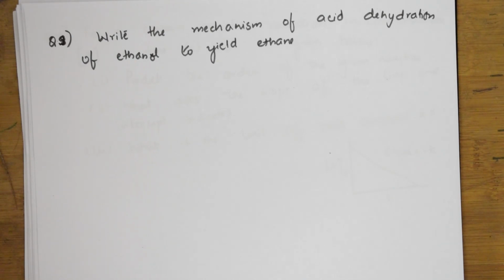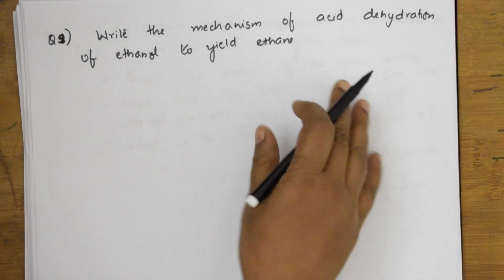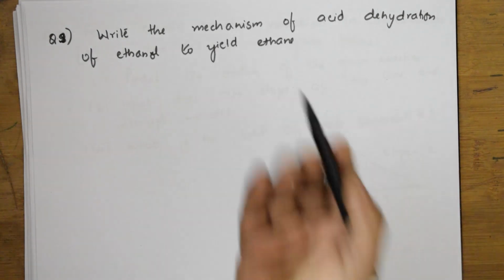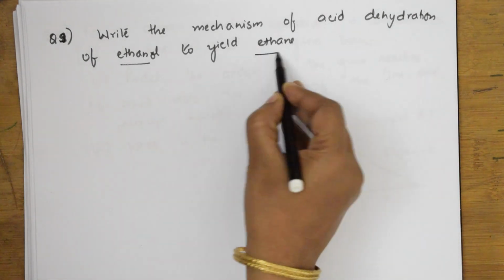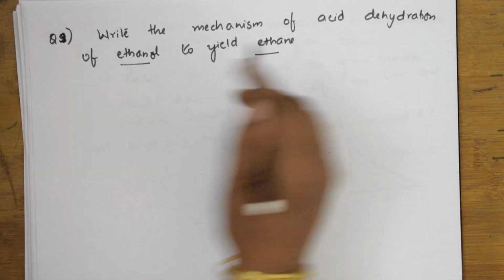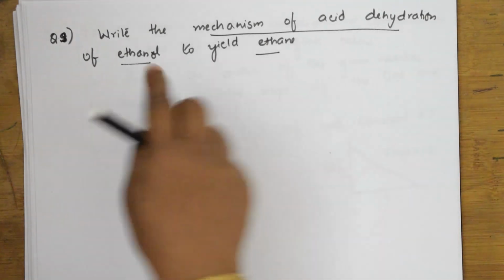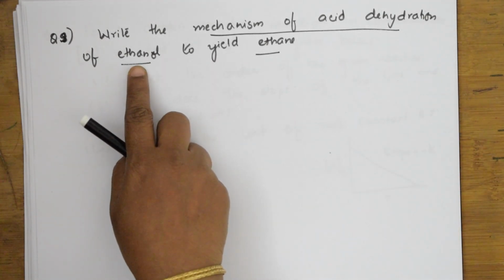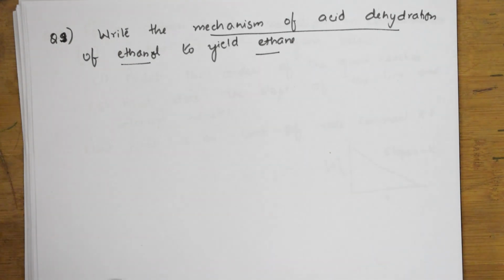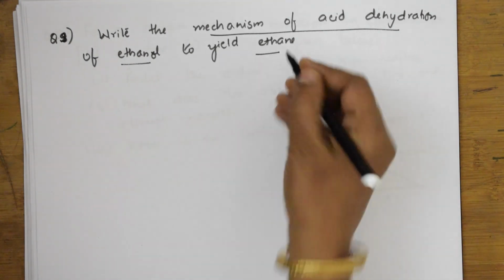Welcome back, students. Let's come back and do the 9th question. We have seen the 7th question. Now the 8th question is also done. The 9th. What did they ask me? Basically they said write the mechanism of acid dehydration of ethanol to form ethene. So two things are given. I have to show the mechanism of dehydration. I have to take ethanol, then finally prepare ethene. I'm sorry, it should be ethene, not ethane.